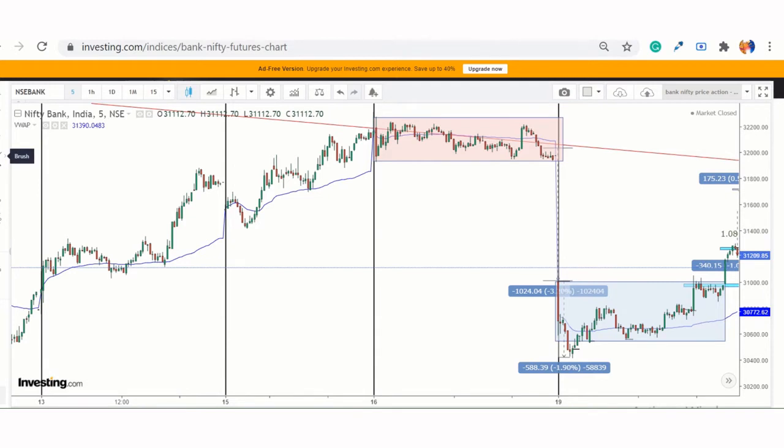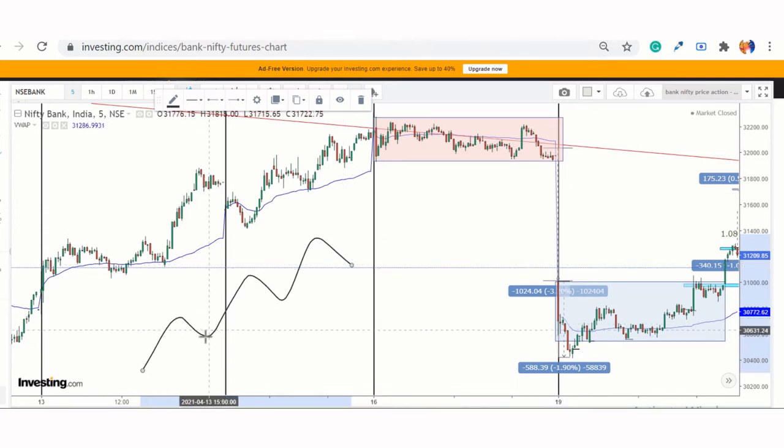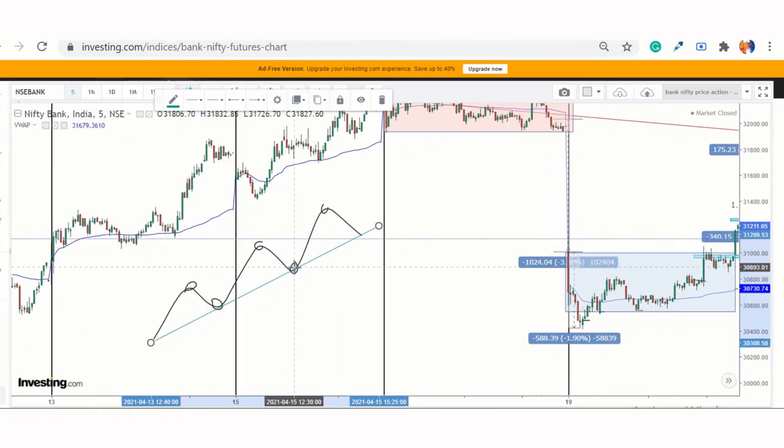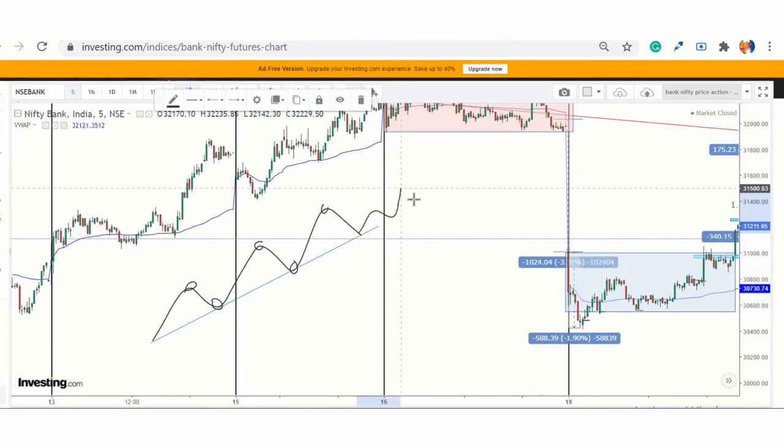How can we say that the price is in an uptrend? There are two ways to identify if the price is in an uptrend or downtrend. If the price is moving like this, that means it forms higher lows and higher highs, it is an uptrend. Secondly, we can draw a trend line connecting the lows. As long as it continues to trade above this trend line, it will be an uptrend. If it breaks, then we can say the uptrend has ended.